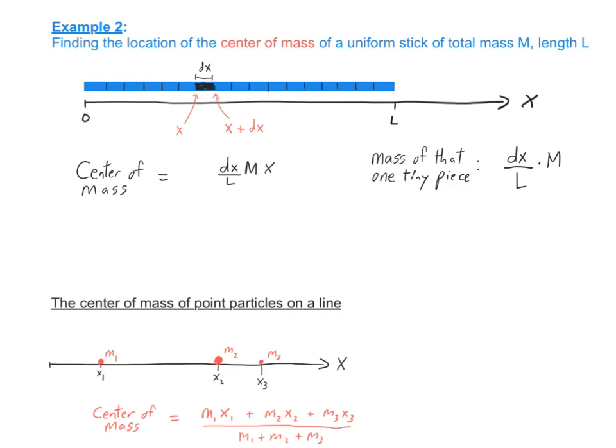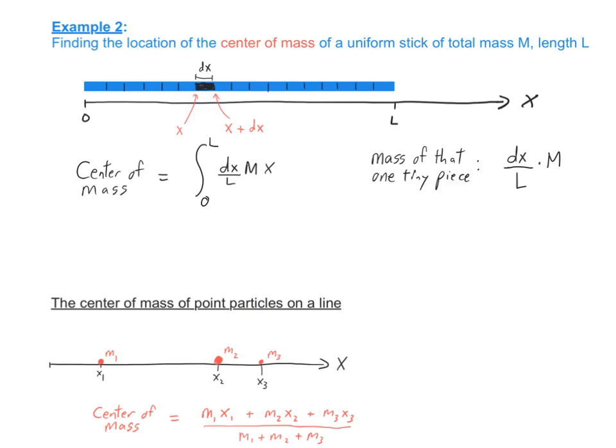And what does adding mean? It means doing an integral. That integral sign means adding. And what are we adding? We're adding up these quantities. And where are we adding from? We're adding from the leftmost piece at x equals 0 to the rightmost piece at x equals L. So we're going to get a definite integral from 0 to L.